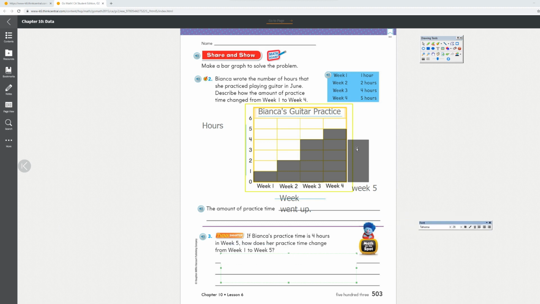So if she practiced for 4 hours on week 5, we can put: if Bianca practiced for 4 hours on week 5, her practice time would have gone down by 1 hour. Something like that would be a good answer.